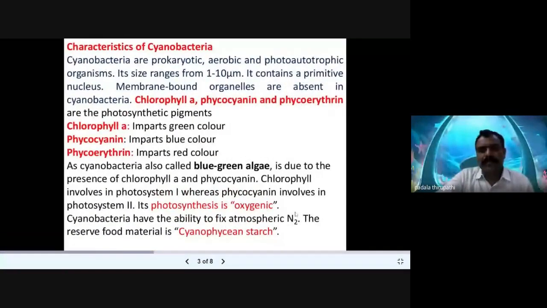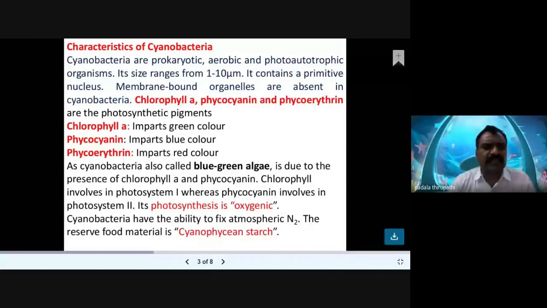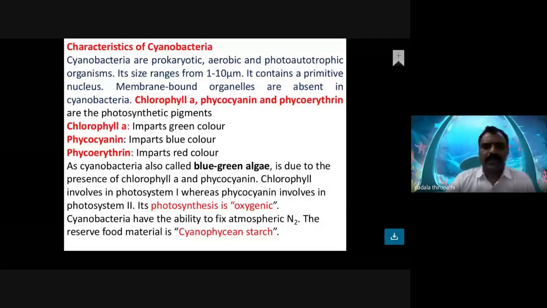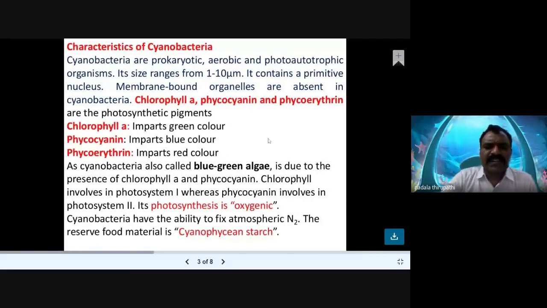Okay, right. So our blue-green algae contain chlorophyll A, phycocyanin, and phycoerythrin. During my class, my dear friends, all of you, please mute yourself. Rajini Madam Garu, you also. Please mute yourself, all of you.